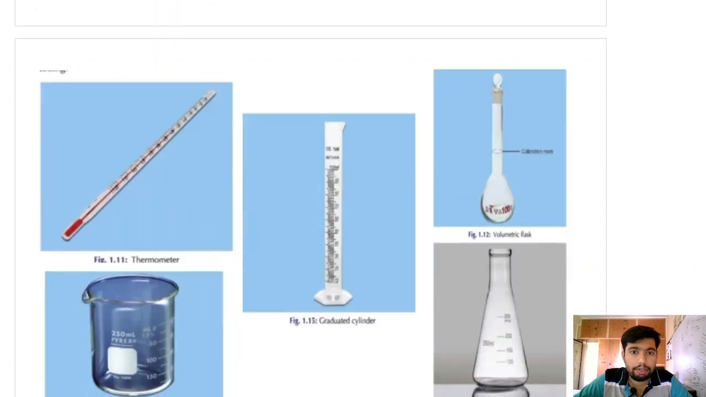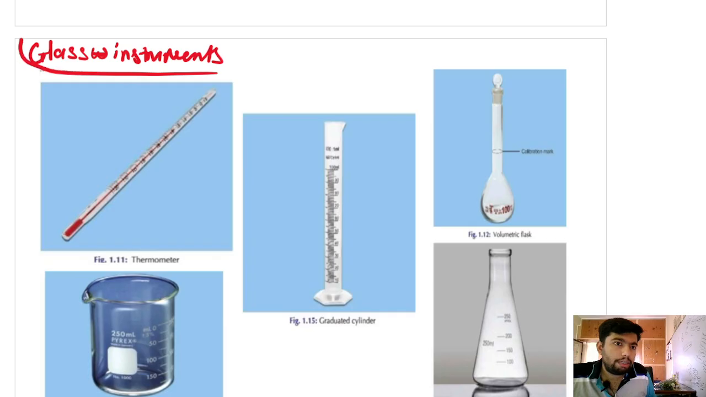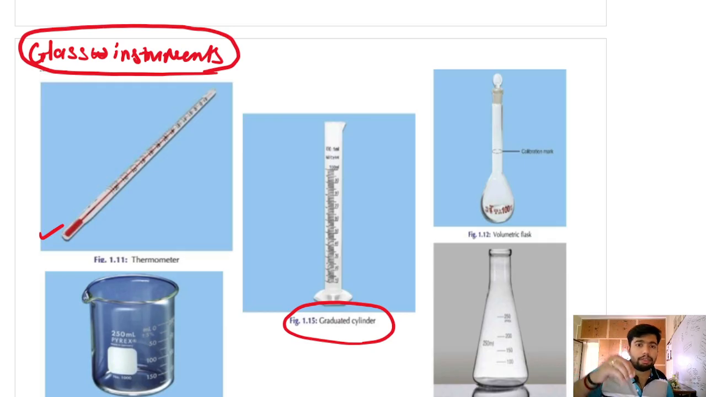Now these are various glasswares, various glass instruments that we use in a UG lab. This is a thermometer to measure the temperature. This is a graduated cylinder, in which we put the solution whenever required to measure the quantity. This is a volumetric flask. This is a Griffin beaker and this is an Erlenmeyer flask. You should note the names of both of these, as both names are required.